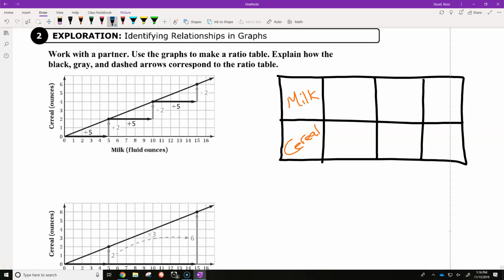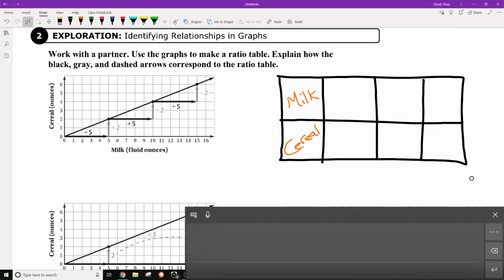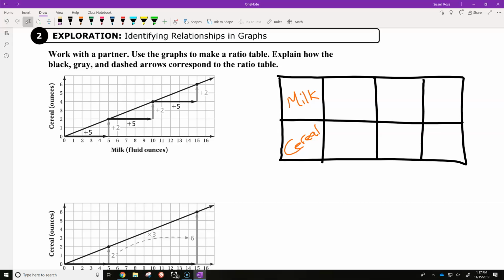Okay, let's see what we got. So what is one of my first ratios that you guys were able to find? Anastasia? Okay, 5 milks, 2 cereals. What is the second one? Everett? I disagree. Alright, why? Because the first line is 5 to 0.